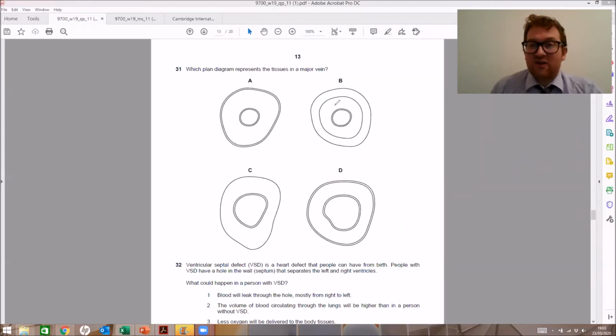Now a vein, you must remember, has three main structures similar to the artery. So we're going to label one of these pictures to figure out which one is our major vein. So let's pick B. B looks like the best representation of an artery.